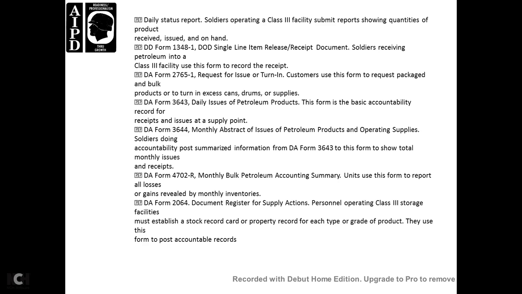DA Form 2064 is the document registered for the supply action in the petroleum operation. With Class 3, the store facility must establish the stock record card and the property record for each type and grade of product, using this form to post the accountable records.